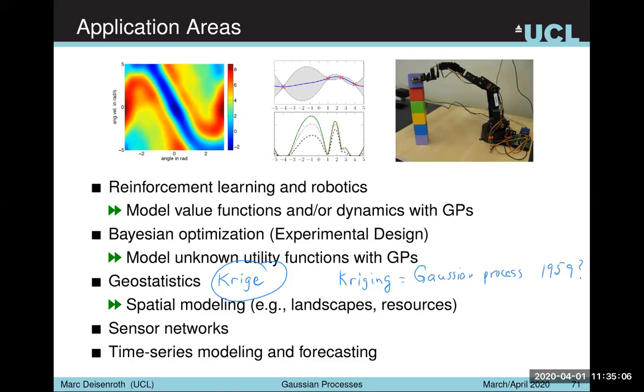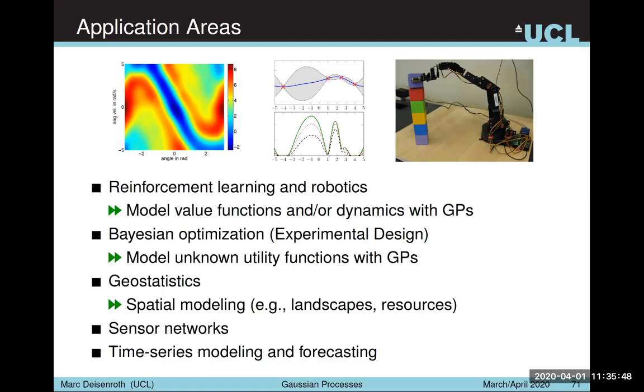And in the machine learning community, Gaussian processes only showed up in the 90s, right? So it's quite interesting. Because the Gaussian process also gives these nice error bars or uncertainty estimates, they're also useful for sensor networks. In the context of sensor networks, there's a lot of work on optimal sensor placements, for example, by Andreas Krause. But Gaussian processes are also used for time series modeling and for long-term forecasting, for example, in the context of climate science for weather and climate simulations.